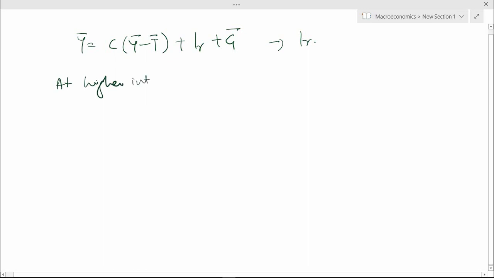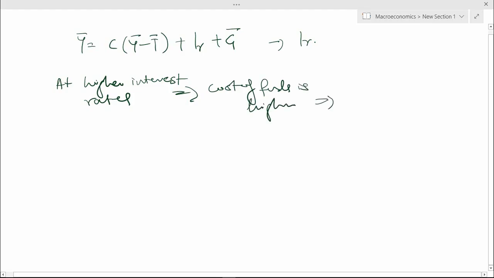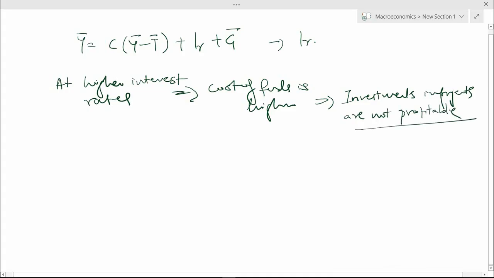At higher interest rates, the demand for goods and services is lower. So lower is the level of investment. At higher interest rates, the cost of funds is higher. So a lot of projects are not profitable, or a lot of investments are not profitable.